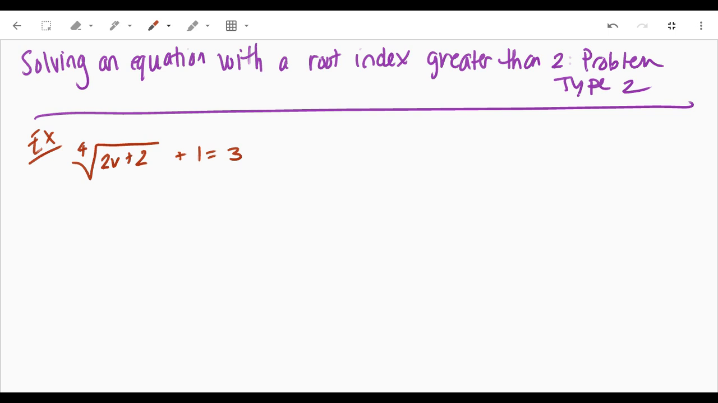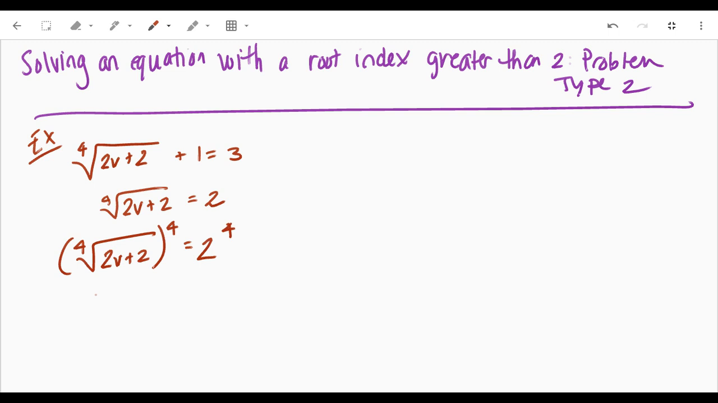So now what we do is the same thing as with the square roots, but we'll take it to the fourth power instead of to the second power. So everything to one side, we isolate the radical. And now we take everything to the fourth power. So we'll have 2v plus 2 equals 16. And then we just solve it. 2v would equal 14, and v would equal 7.